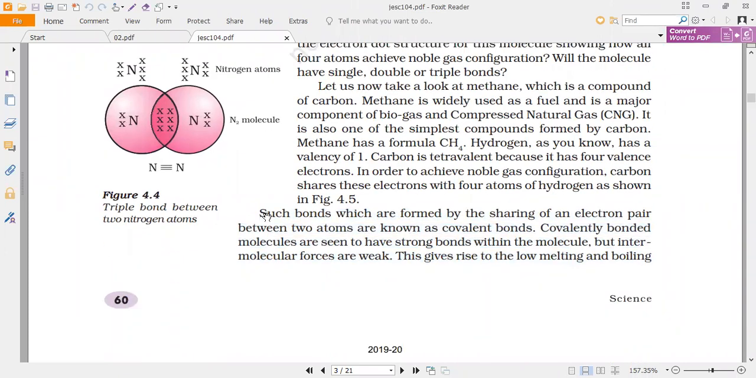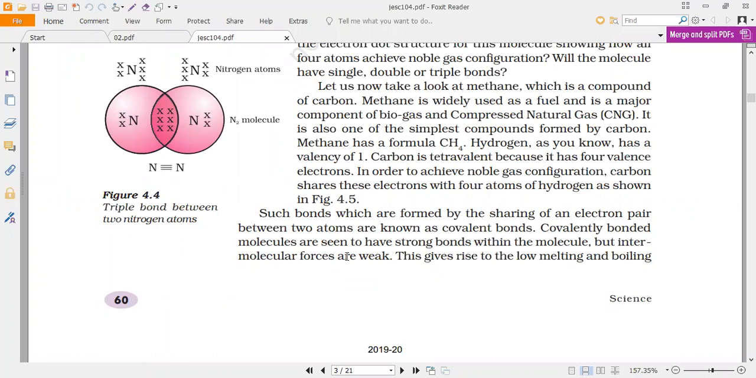Reading everything. Such bonds which are formed by the sharing of an electron pair between two atoms, we call them what bonds, guys? Covalent bond. Covalently bonded molecules are seen to have strong bonds within the molecule, but are the intermolecular forces weak or strong? That is why they have low melting point and boiling point. Do you understand, everybody?